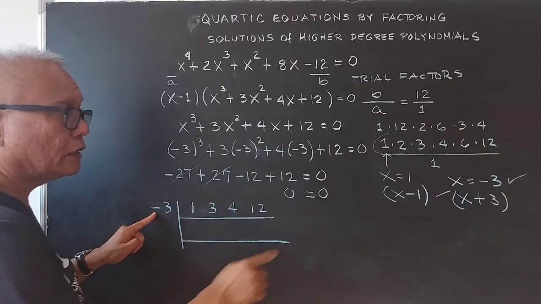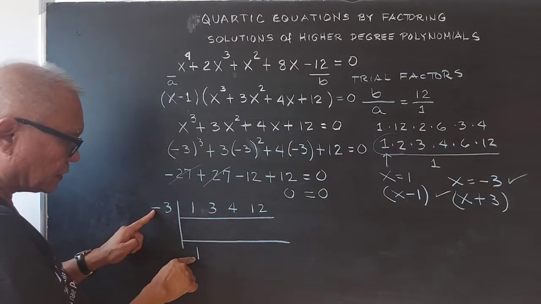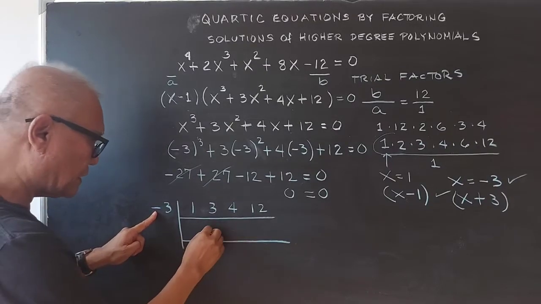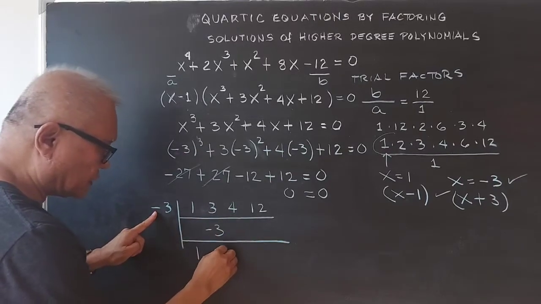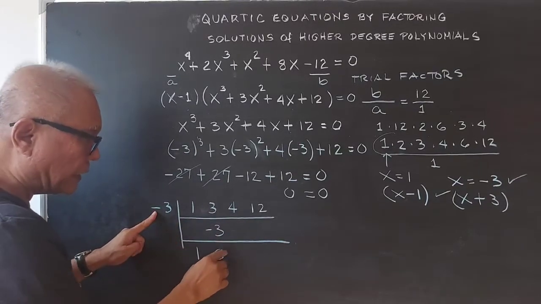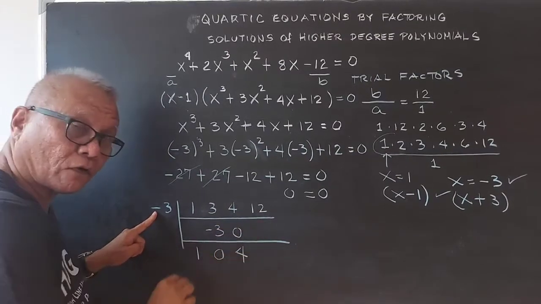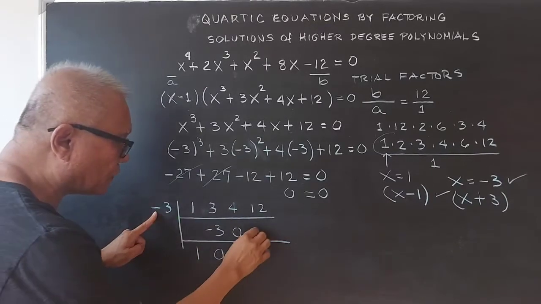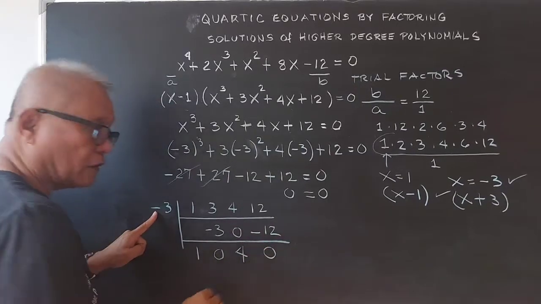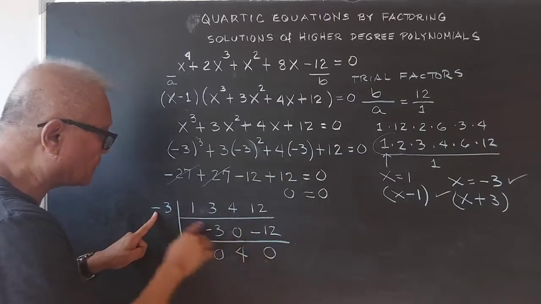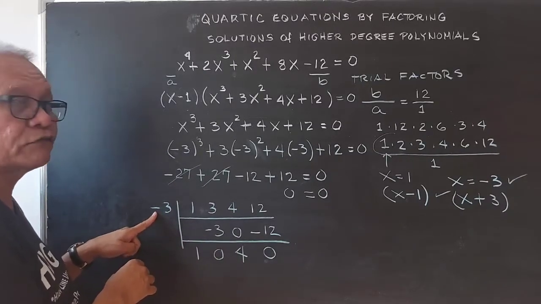So after that, we have this one. This one is negative 3. So bring down 1. Negative 3 times this one is negative 3. And so we have 0. Multiply is 0. 4 plus 0 is 4. Negative 3 times 4 is negative 12. And 12 minus 12 is 0. This remainder is 0. Therefore, x is equal to negative 3 is our root, one of the roots.